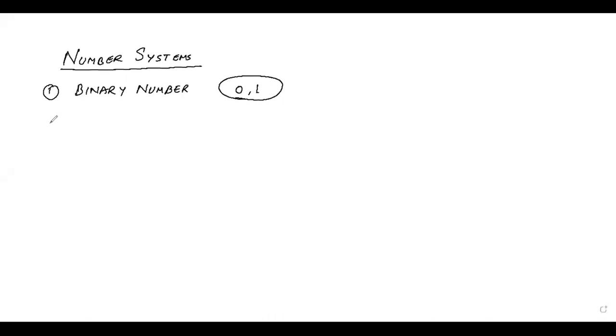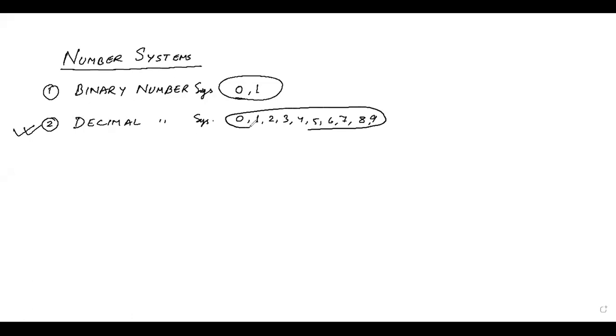The second one is decimal number system, and in the decimal number system, all of you know that the base units are from 0 to 9: 0, 1, 2, 3, 4, 5, 6, 7, 8, 9. You have been studying this decimal number system since childhood, where all the numbers are made using only these digits.